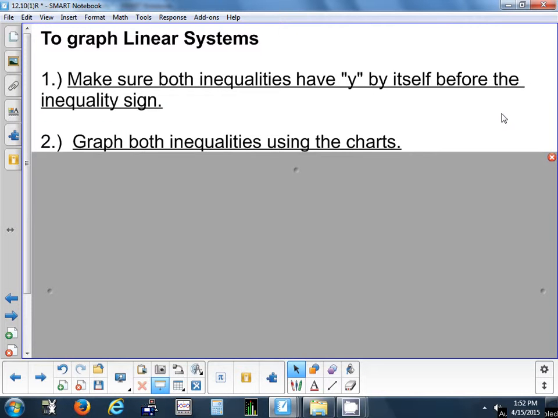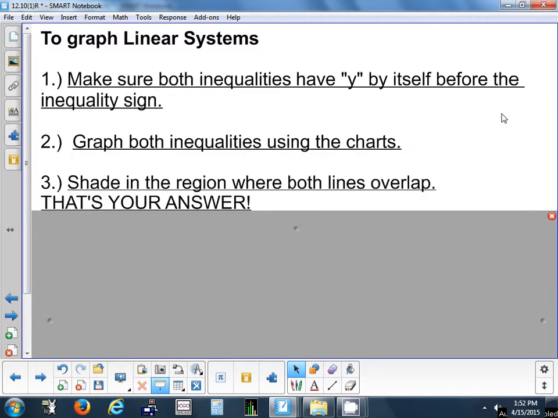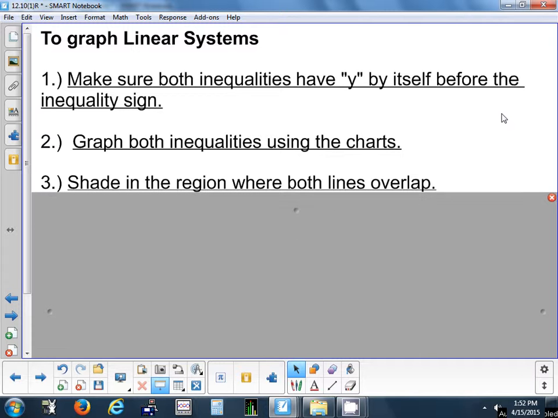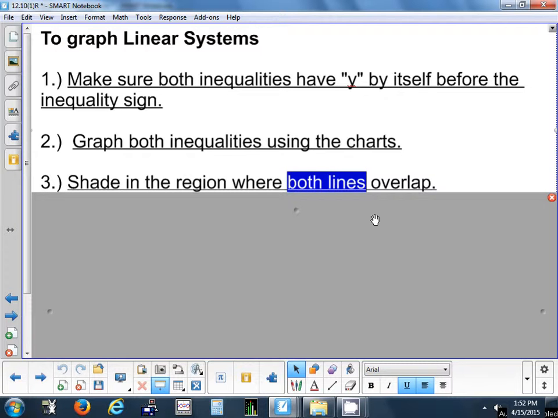Last thing. This is where it gets a little tricky. This is what's kind of new. Mr. Hager's going to get to this when we do the examples, so don't get freaked out by this. We're going to shade in the region where the shading overlaps. That's what I want to shade in. That's going to be my answer. Yep, so we're going to shade in the region where the shading overlaps. All right, it may seem like, what the heck? But when Mr.